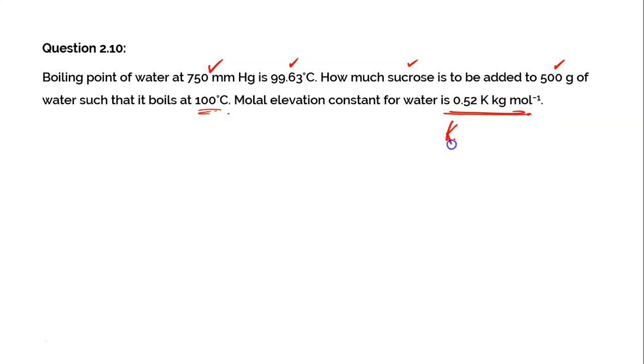So you have Kb and you have pressure. You have the boiling point of the pure solvent. This is boiling point of the pure solvent Tb0, and you know the mass of the solvent. You also know the boiling point of the solution. After adding sucrose, the boiling point needs to be 100 degrees Celsius. It is the boiling point of the solution. So knowing all of these values, now what do you need to calculate? You need to calculate the mass of sucrose. The W, small w, mass of solute has to be calculated.